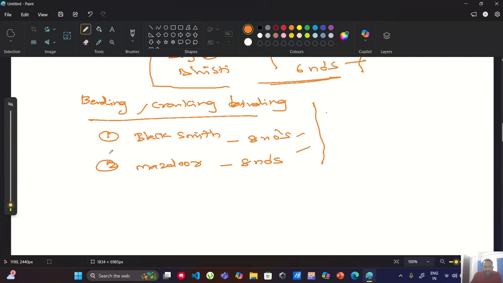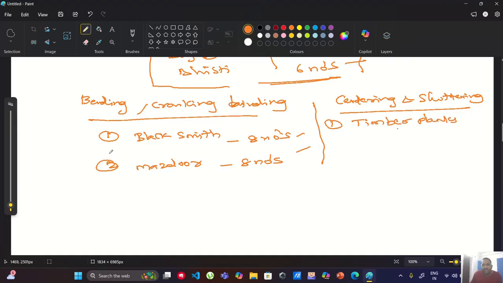Are there any other labors to complete this work? Yes, shuttering. Again, centering works, shuttering works, centering and shuttering, separate labors will be required. One main material is timber planks. Am I right? For shuttering, timber planks. Now we can consider it as a lump sum cost here. And the second one is, for centering and shuttering, there is a carpenter.